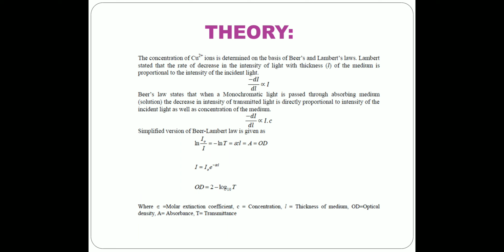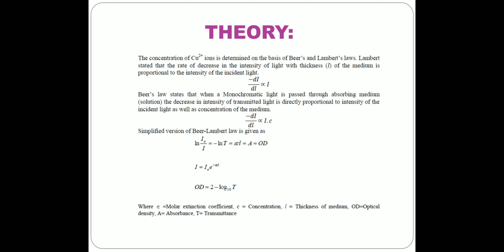According to Beer's law, whenever a monochromatic light is passed through an absorbing medium, there is a decrease in the intensity of transmitted light, which is directly proportionate to the intensity of the incident light as well as the concentration of the medium, expressed as minus dI/dl, directly proportionate to I·C. If we combine both expressions, I can express it as log I0/I, which is minus log T, that is equal to epsilon ECl.